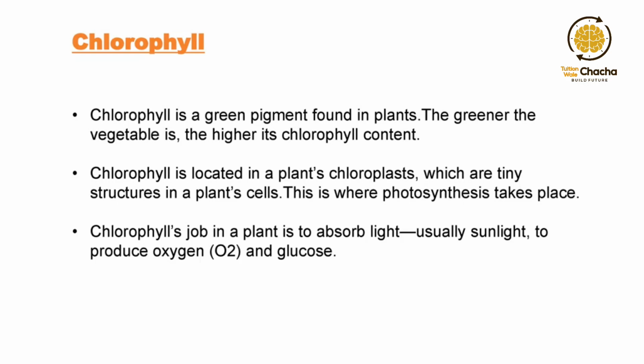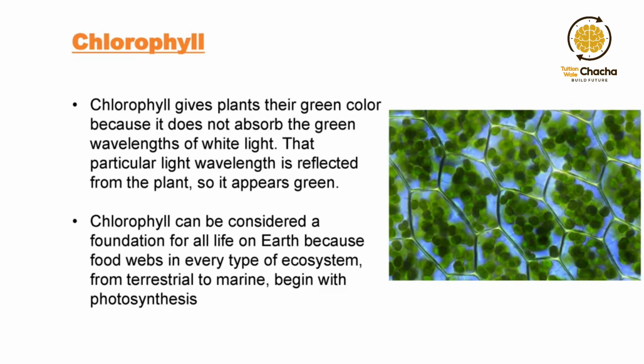Chlorophyll's job in a plant is to absorb light, usually sunlight, to produce oxygen, O2, and glucose. Chlorophyll gives plants their green color because it does not absorb the green wavelengths of white light. That particular light wavelength is reflected from the plant, so it appears green. Chlorophyll can be considered a foundation for all life on Earth because food webs in every type of ecosystem, from terrestrial to marine, begin with photosynthesis.